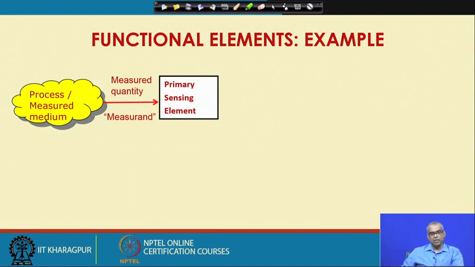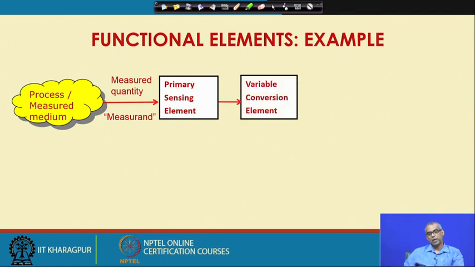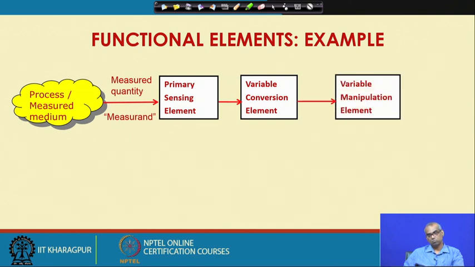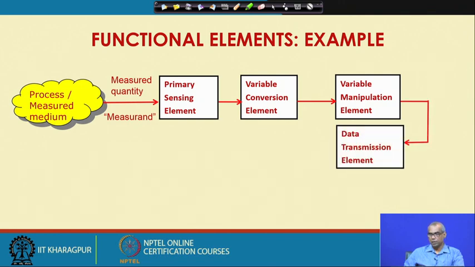So, the primary sensing element first receives information from the measured medium. The measured quantity is also known as the measurand. The output of the primary sensing element may go to a variable conversion element. The output of the variable conversion element may go to a variable manipulation element for changing the amplitude of the signal.